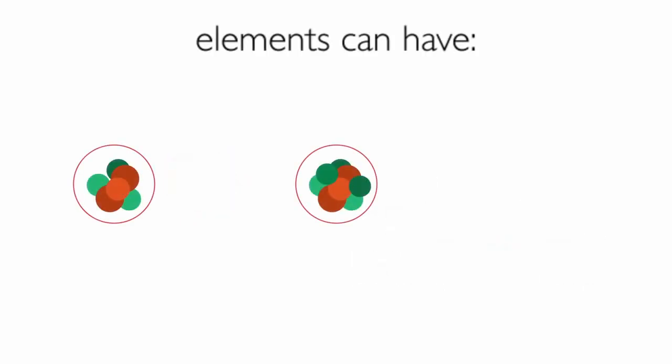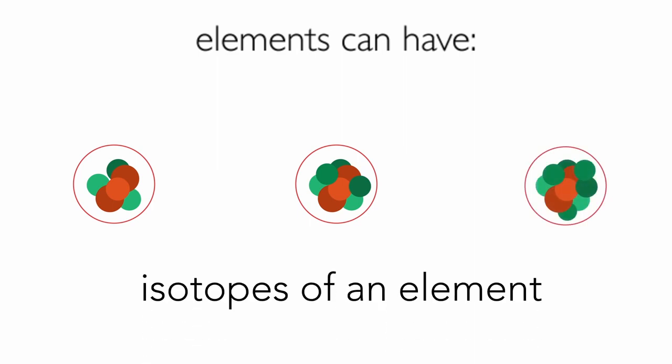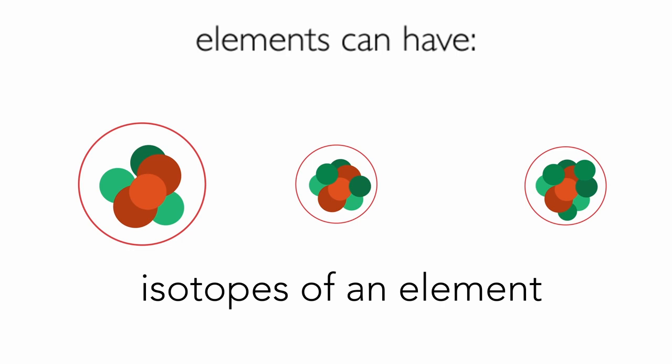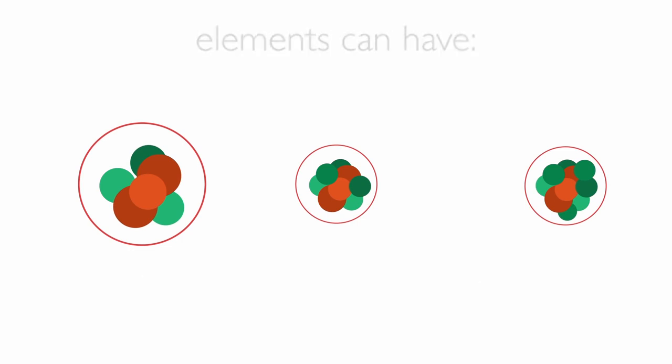Elements can exist with slightly different numbers of neutrons, and we call these isotopes of an element. It is particularly common for heavier elements where a lot of neutrons are required to hold the nucleus together, but smaller and lighter examples include the isotopes of hydrogen.